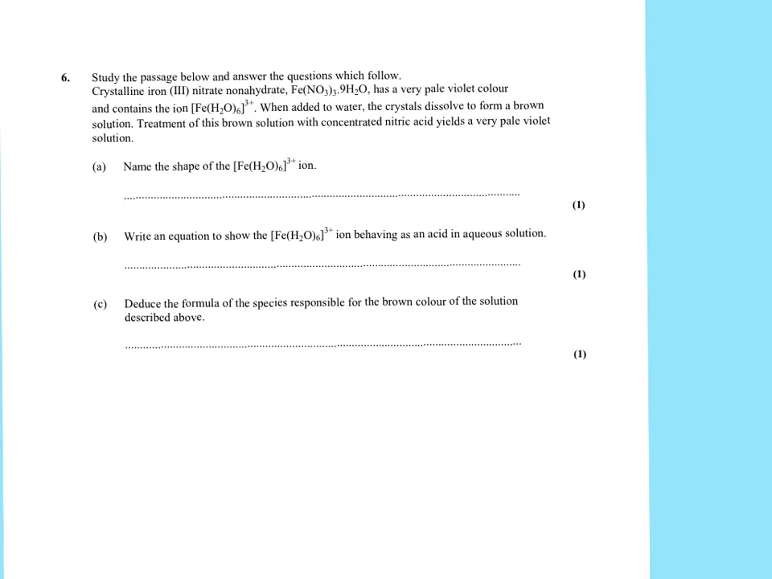If we look at the next passage, it says iron 3 nitrate monohydrate, very pale violet colour. It contains the Fe(H2O)6 3+ ions. Now when you add this to water, they dissolve to form a brown solution. And this brown solution with conc nitric acid yields a very pale violet solution. Any ion which has got 6 ligands is going to be octahedral.